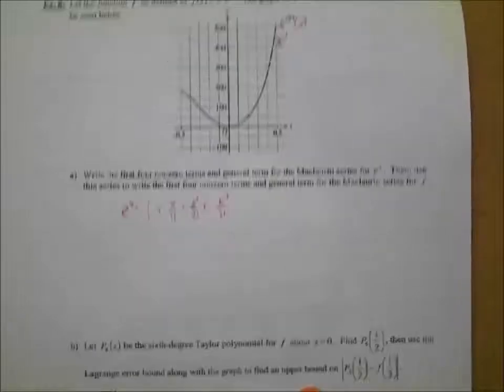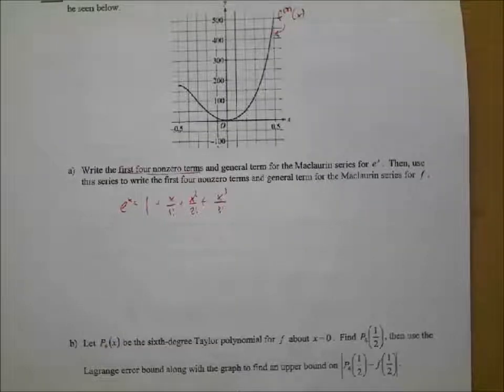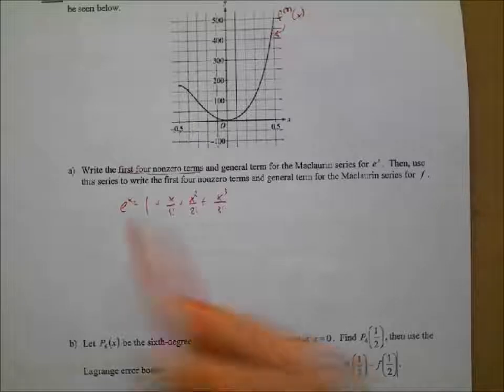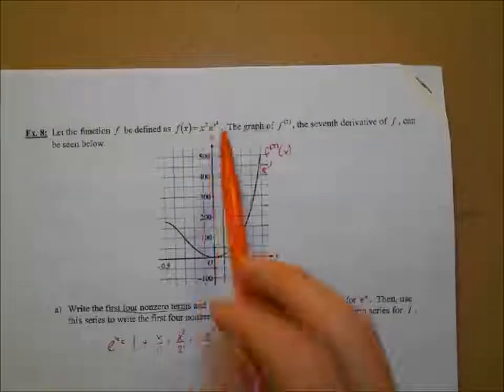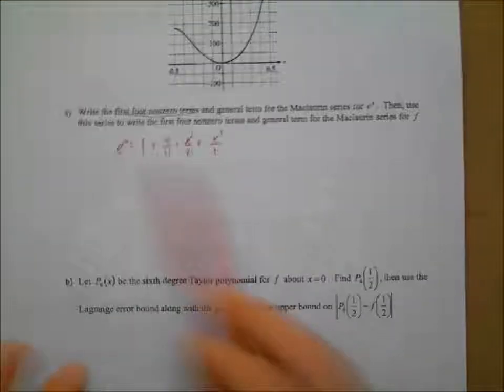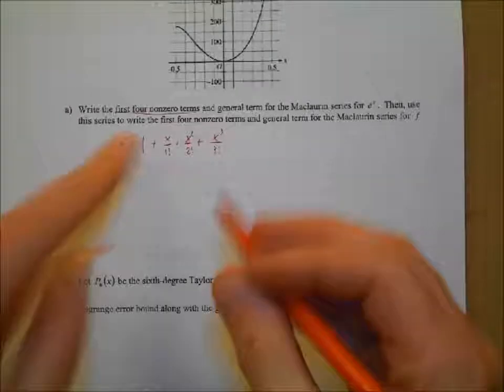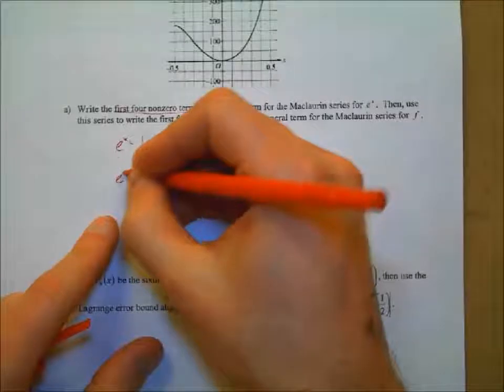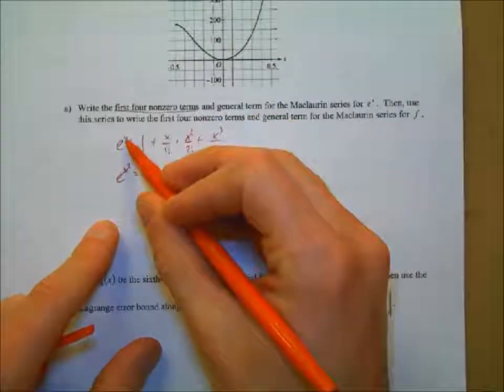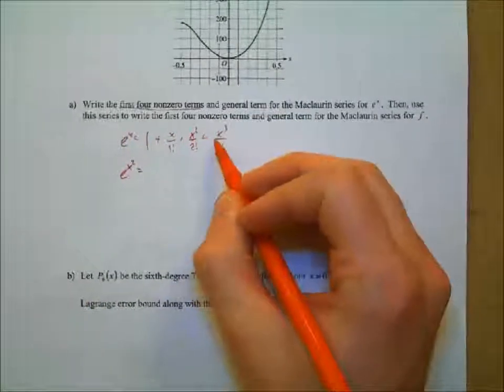Then we're going to use this series to write the first 4 non-zero terms and general term from the Maclaurin series for f. Okay? So let's see here. We need to build from e to the x. We want to build up to x squared e to the x squared. So what should be maybe the next thing here that we do? Put the x squared into the power, right? So let's make it not e to the x, let's make it e to the x squared. And so that means all of the x's here, they're going to get replaced with x squared.